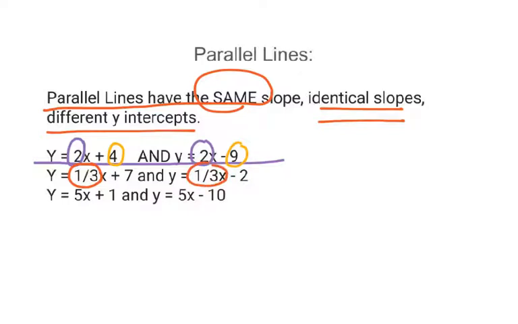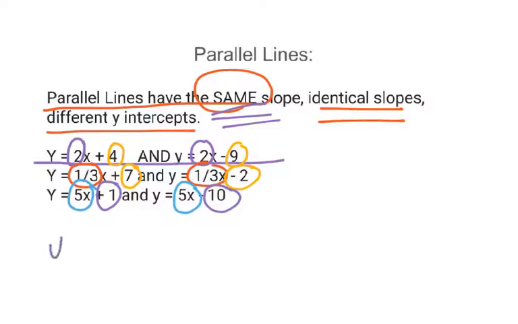1/3, but the y-intercepts are different. And lastly, see that the slope, the number in front of x, is a 5, so they both have a slope of 5, but they have a different y-intercept. So parallel lines have the same slope, exactly the same.